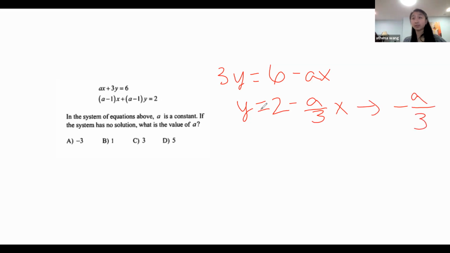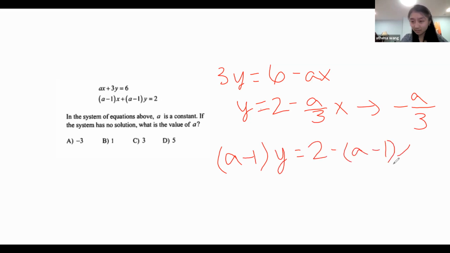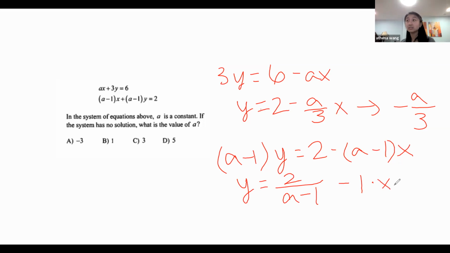Okay, for the next one, we have that (a minus 1) times y equals 2 minus (a minus 1)x. Okay, so that is just from subtracting (a minus 1) times x from both sides. And now we can divide by a minus 1. So we have y equals 2 over (a minus 1) minus 1 times x, because this a minus 1 divided by a minus 1 is equal to 1.